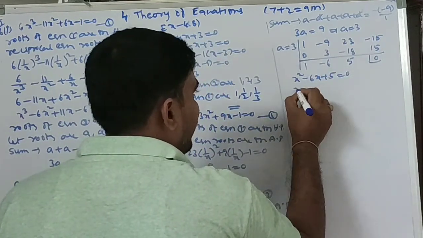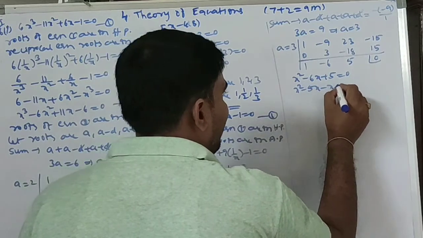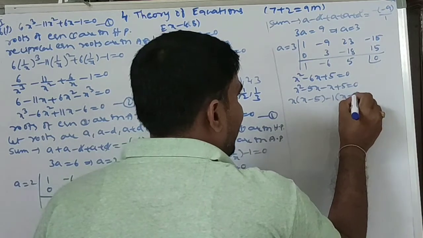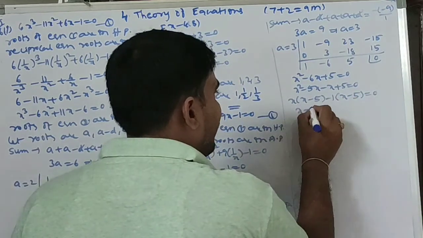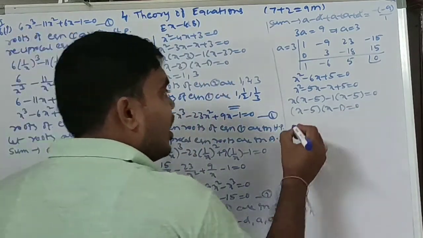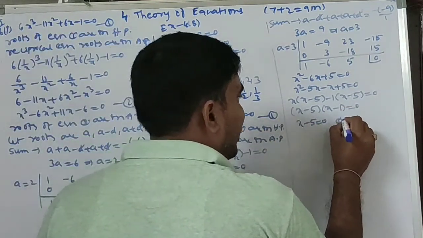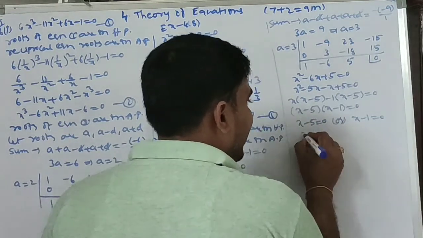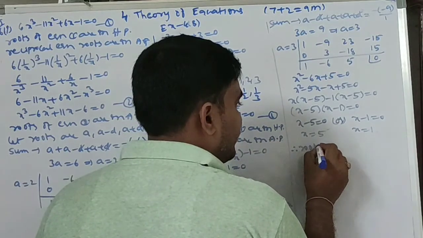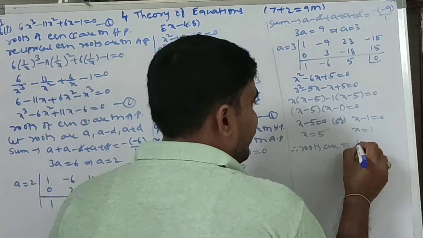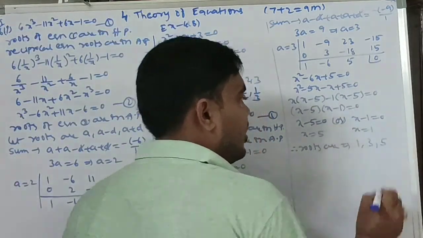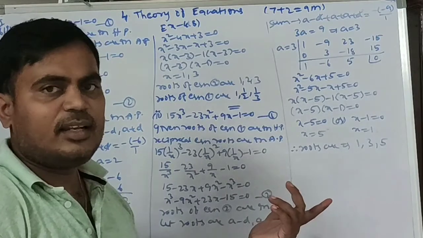Factorization: 5 into 1. x square minus 5x minus x plus 5 equal to 0. x common, x minus 5. Minus 1 common, x minus 5 equal to 0. x minus 5 common, x minus 1 equal to 0. So either x minus 5 equal to 0 or x minus 1 equal to 0, so x equal to 5 or x equal to 1. Therefore, what we got is 1 here, and already 3 and 5. Observe 1, 3, 5. These are in AP.